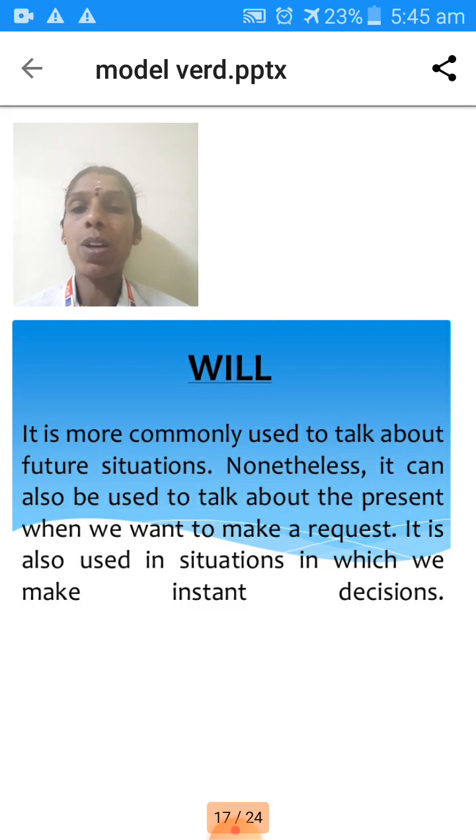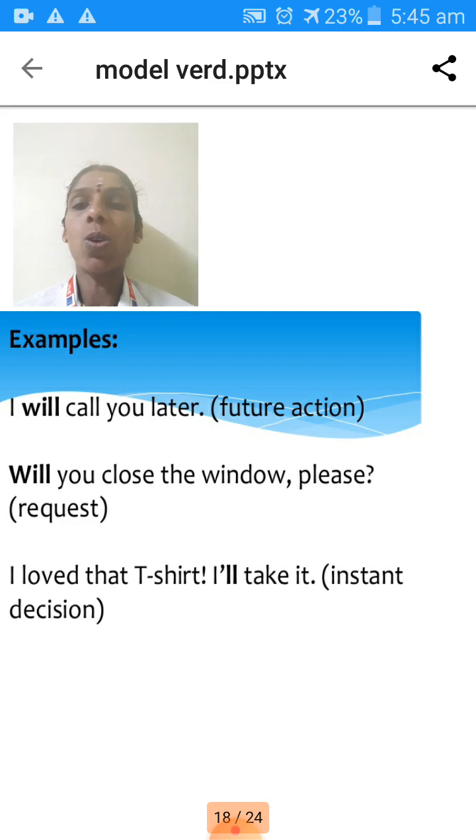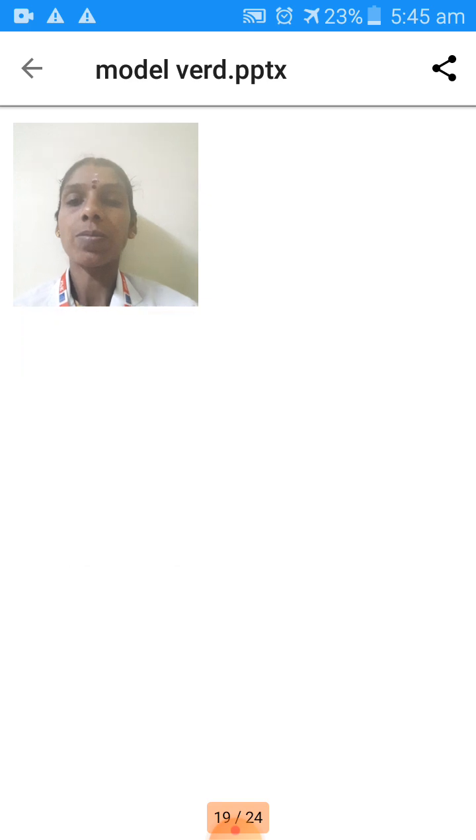it is more commonly used to talk about future situations. Nonetheless, it can also be used to talk about the present when we make a request. It is also used in situations in which we make instant decisions. Next, I will call you later. It is a future action. Will you close the window, please? It is a request. I loved that t-shirt. I'll take it. It is a decision.